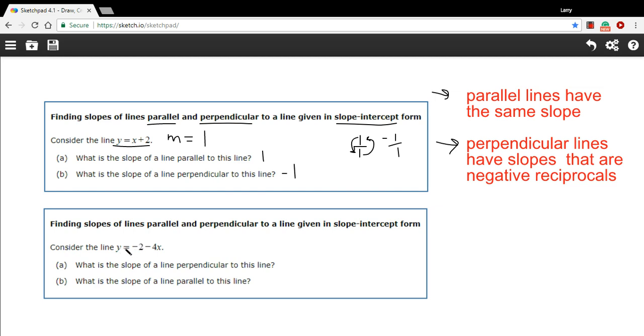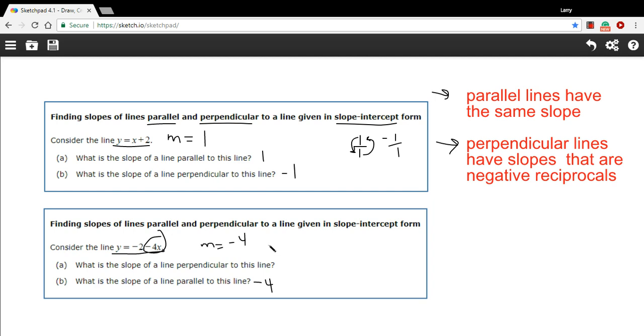Let's try it with another line. This one, they've got the constant and the x term written in the order it usually isn't. So be careful about that. We've got a negative 4 for our slope, so don't forget the sign there. So our slope of a parallel line is going to be the same. It's going to be negative 4.